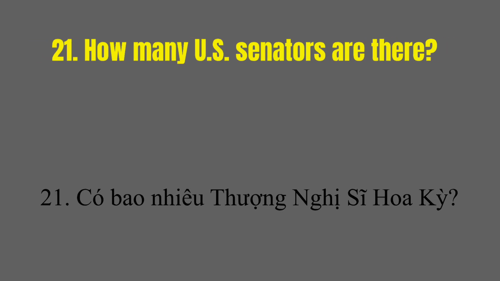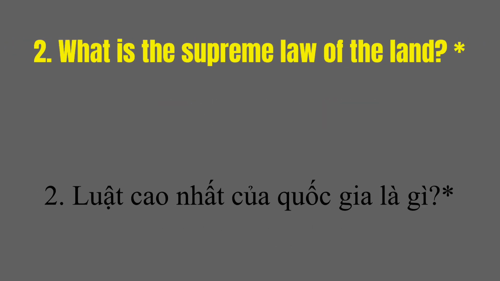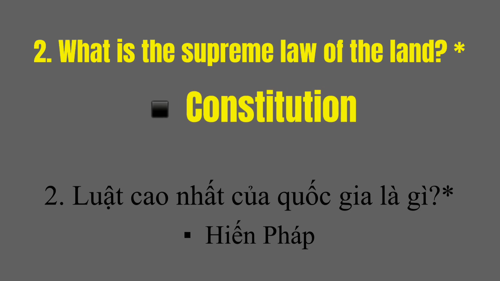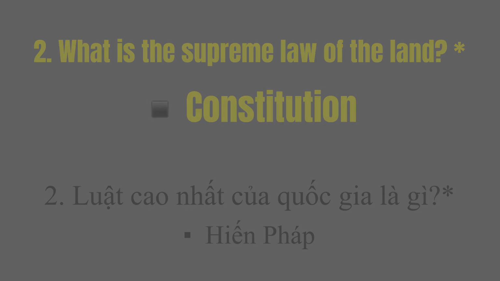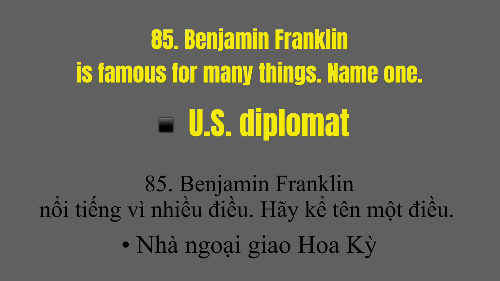How many U.S. senators are there? 100. What is the supreme law of the land? Constitution. Benjamin Franklin is famous for many things, name one. U.S. diplomat.